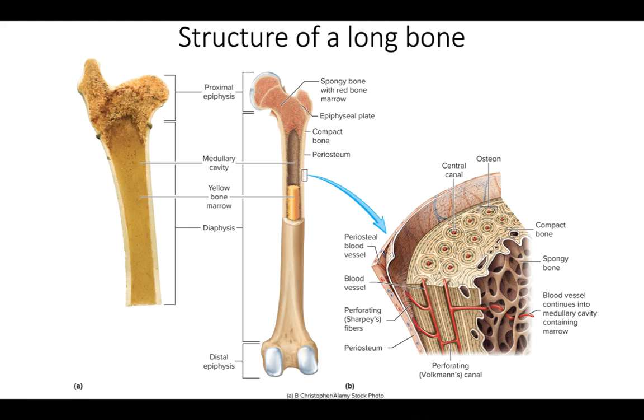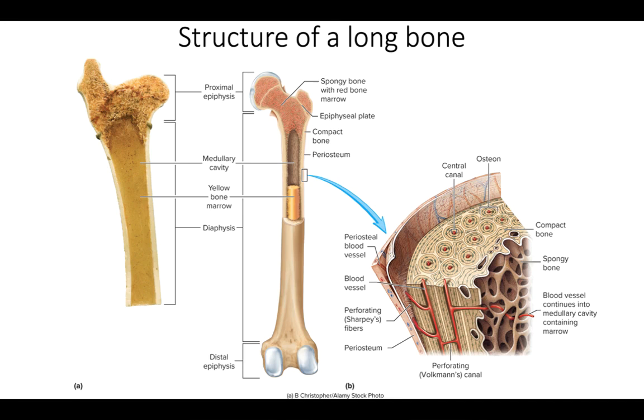Within the diaphysis, there's a medullary cavity, and that cavity is typically filled with adipose tissue, and the adipose tissue is known as yellow bone marrow. So yellow bone marrow is fat. Red bone marrow, which you find in here in all the spongy bone, is where you're producing blood cells.